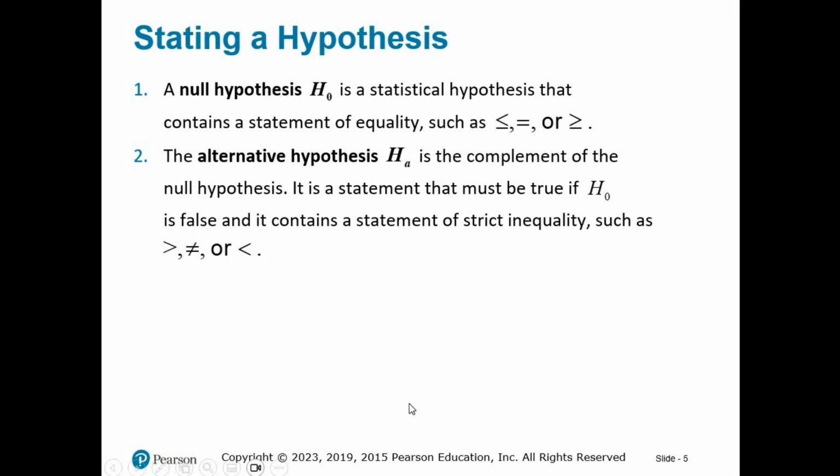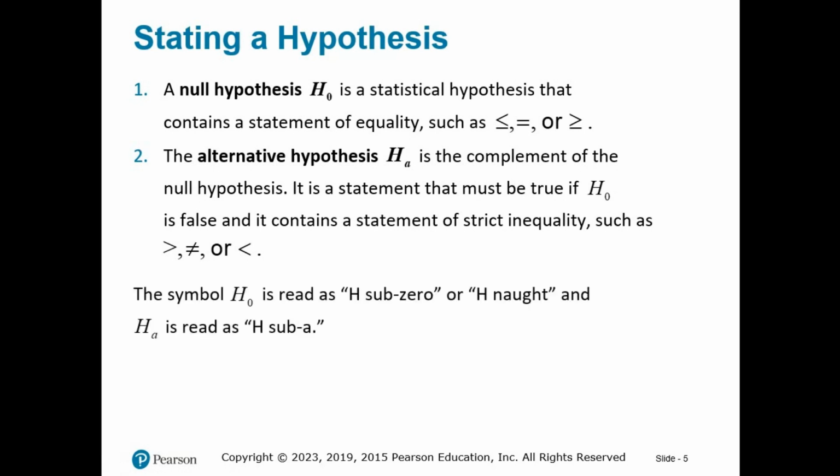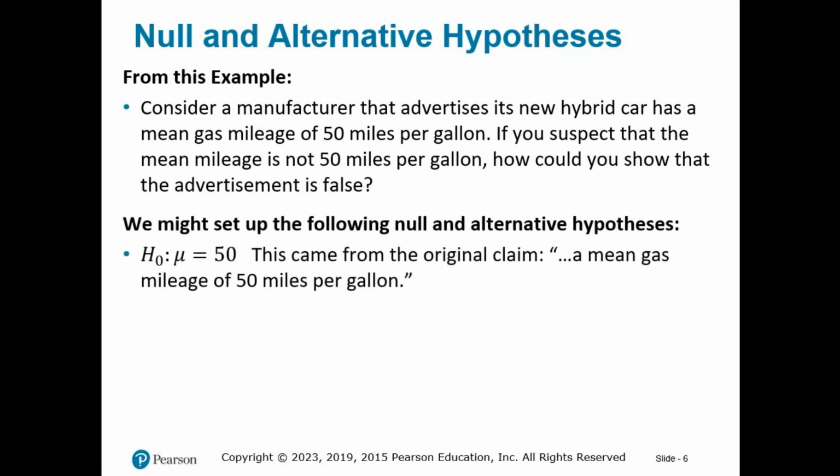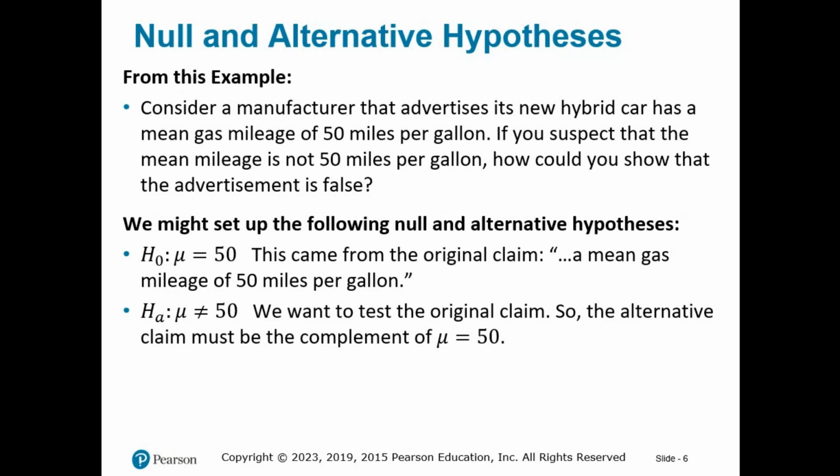So if we take the example we just had about the hybrid car that has a mean gas mileage of 50 miles per gallon, we might set up the following null and alternative hypotheses. We would say the null hypothesis, or H sub 0, or H naught, is that the mean, or mu, equals 50. You see how this is a statement of equality? We're using equals. This came from the original claim, a mean gas mileage of 50 miles per gallon. Then we would need to come up with a complement of that in an inequality. Well, the opposite or complement of equals is not equal to. So we would write H sub A is mu is not equal to 50.